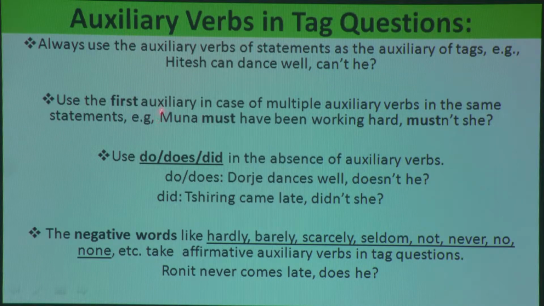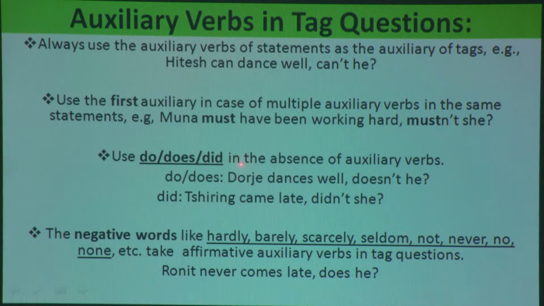Now use the first auxiliary in case of multiple auxiliary verbs in the same statement. I have already told you. Muna must have been working hard. Here there is an occurrence of three auxiliaries: must, have, been. So what is mentioned here? The first auxiliary, must. Mustn't she?